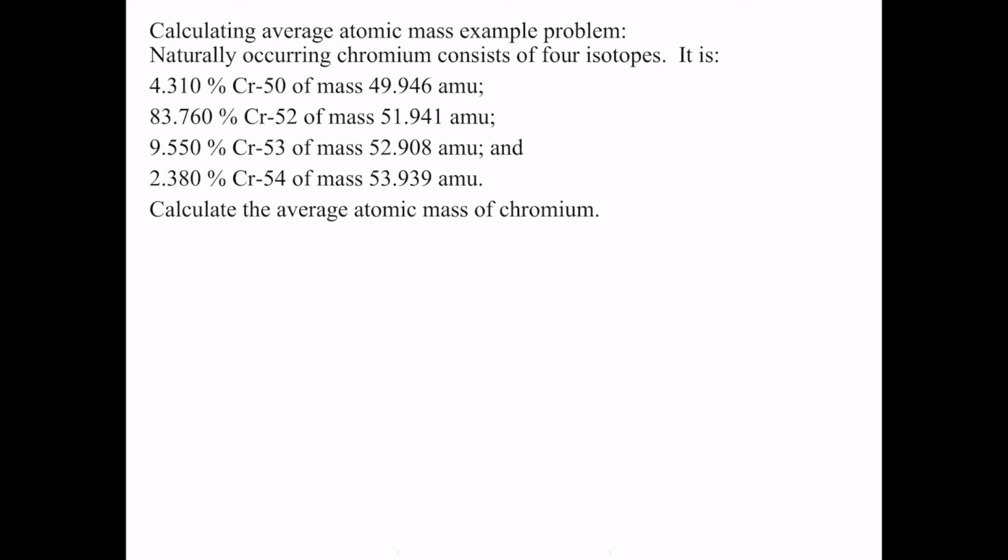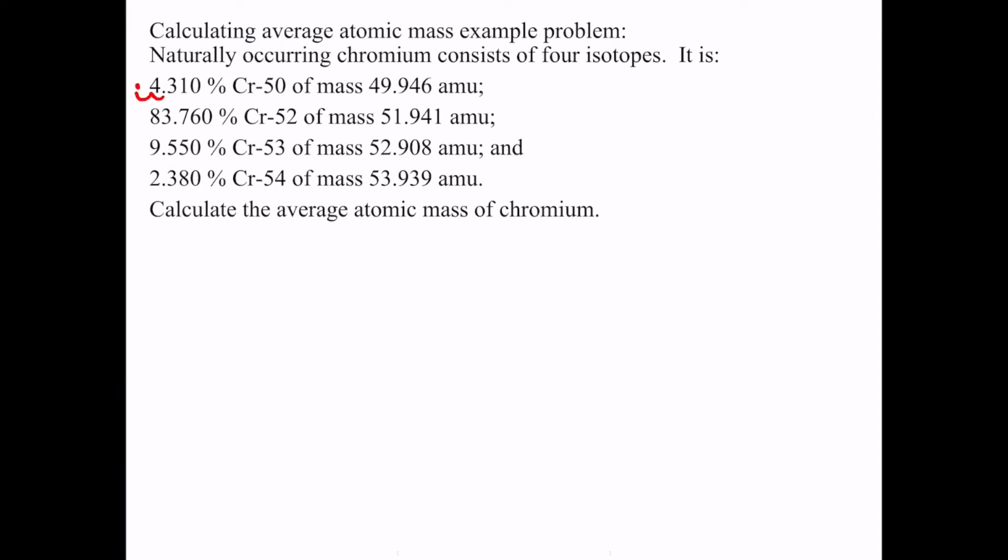In this problem, I'm going to show you how to calculate the average atomic mass of chromium. As you saw before, there's a few steps here. Step one is to take the numbers out of percent. So if we take a look at this first one here, it's 4.310%. And if you remember, to take something out of percent, you move the decimal over to the left twice.